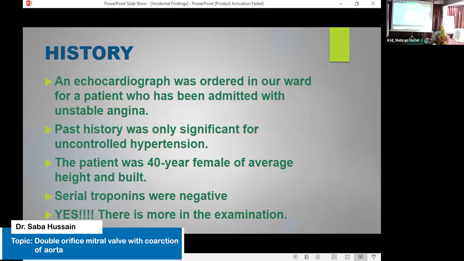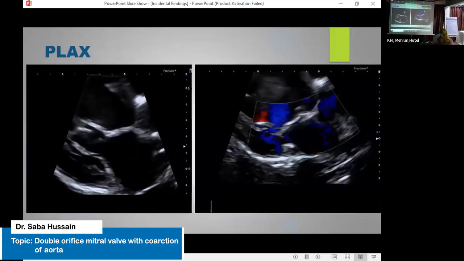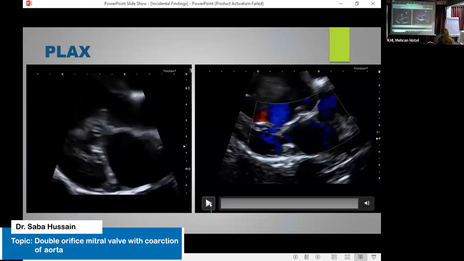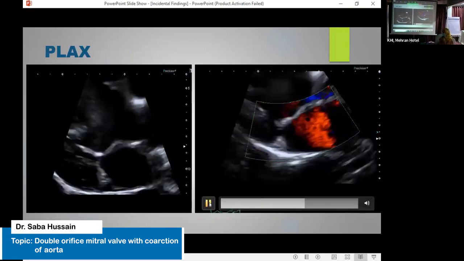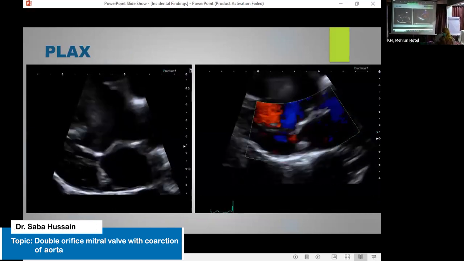She was admitted with unstable angina. There was nothing in the past history except for the uncontrolled hypertension. The patient was a 40-year female of average height and build. Her serial troponins were negative, and I have hidden a few of the examination findings in this scenario. This is the case basically. I want you all to make a diagnosis as you are looking at the images.